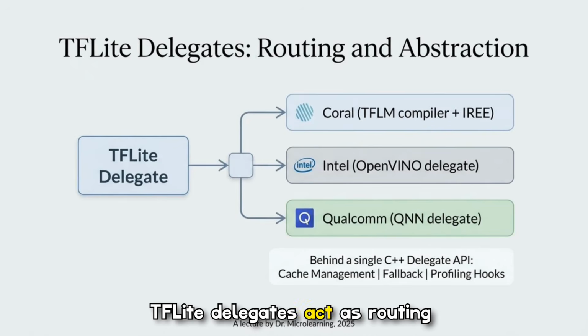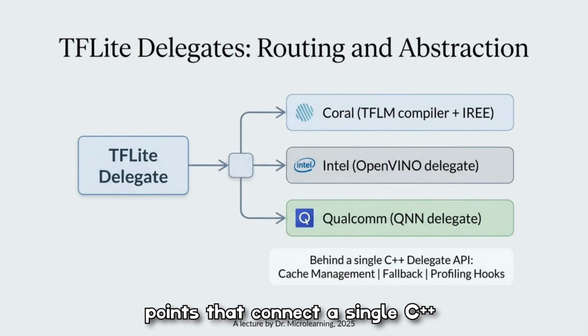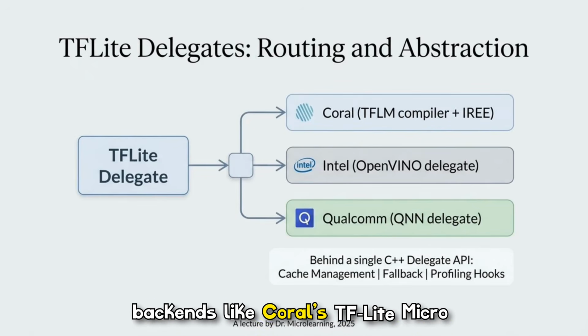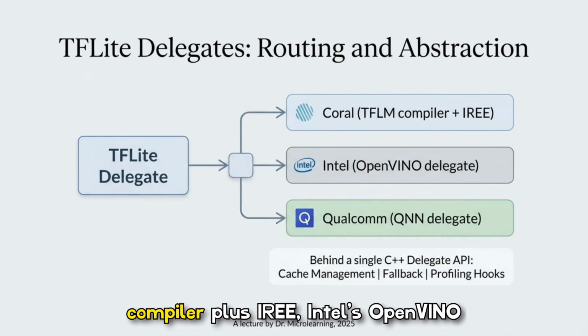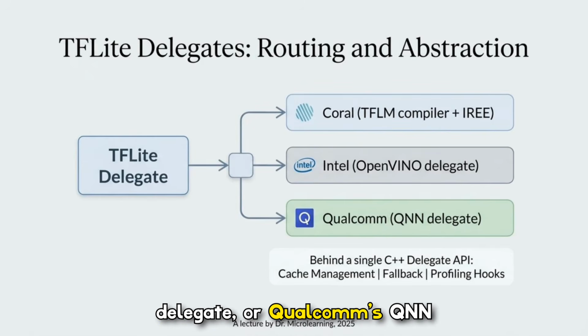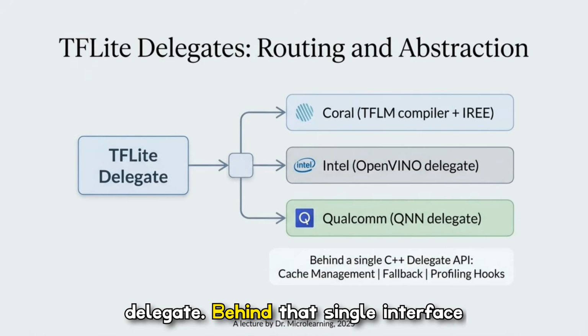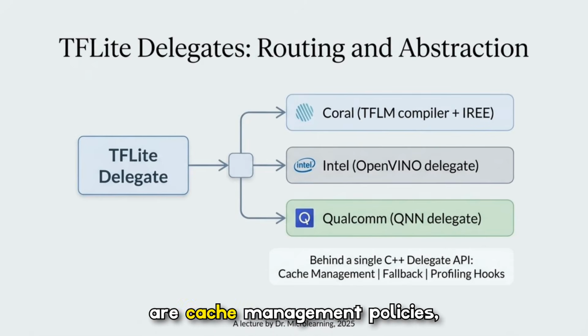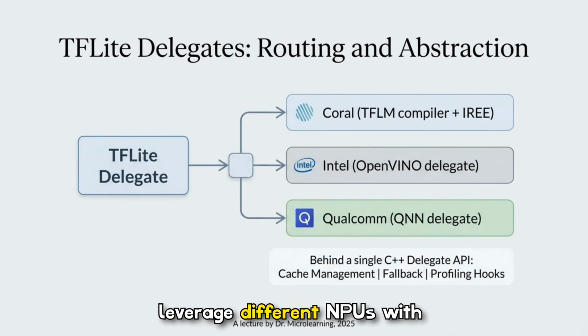TF-Lite delegates act as routing points that connect a single C++ delegate API to device-specific backends like Coral's TFLite microcompiler plus IREE, Intel's OpenVINO delegate, or Qualcomm's QNN delegate. Behind that single interface are cache management policies, fallback logic, and profiling hooks that let a portable application leverage different NPUs with minimal code changes.